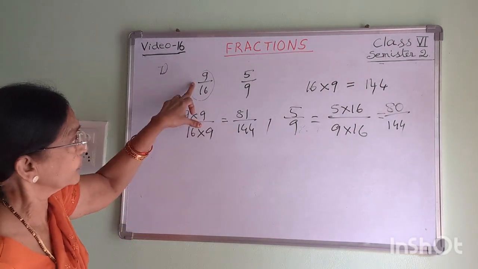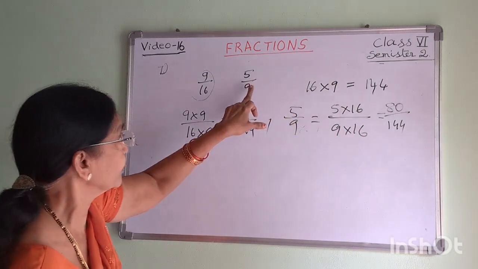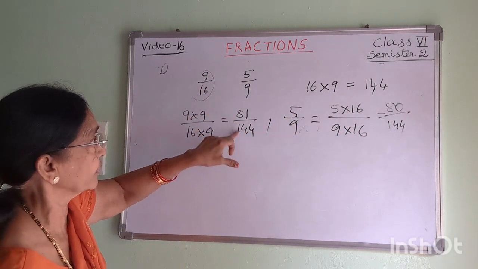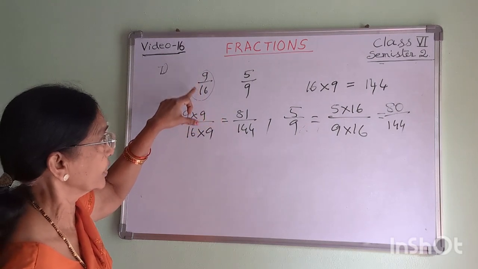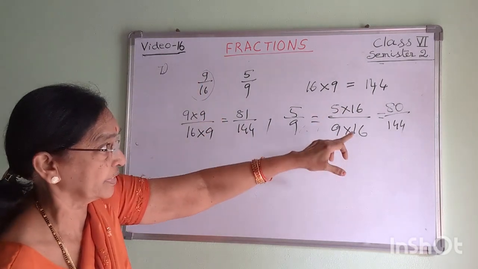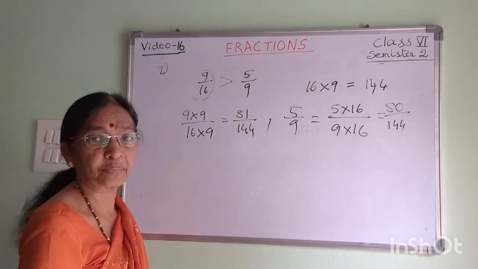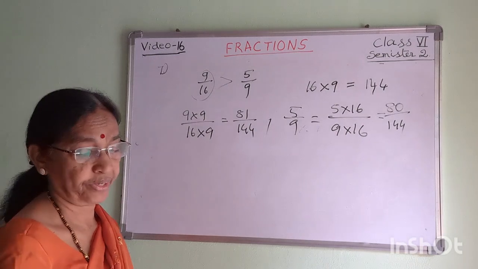So this is equivalent to 9 by 16 and this is equivalent to 5 by 9. Therefore 81 by 144, which is 9 by 16, is greater than 80 by 144, that is 5 by 9. Therefore 9 by 16 is greater than 5 by 9.